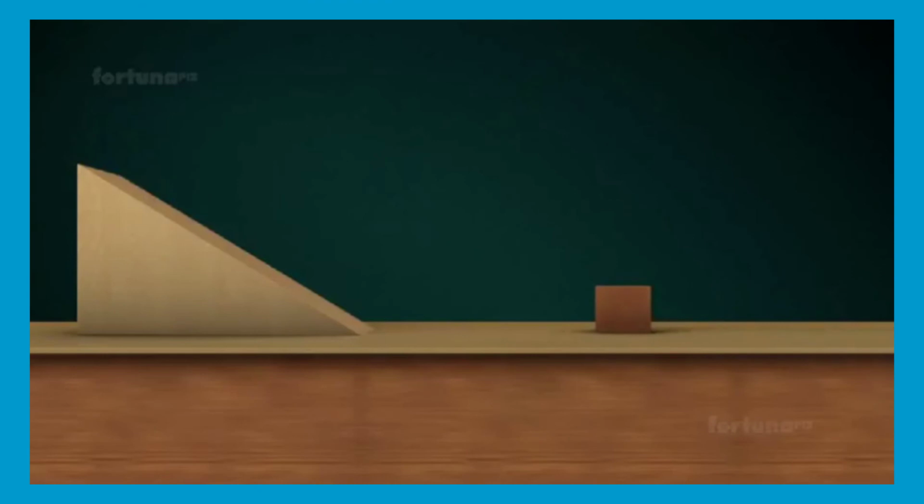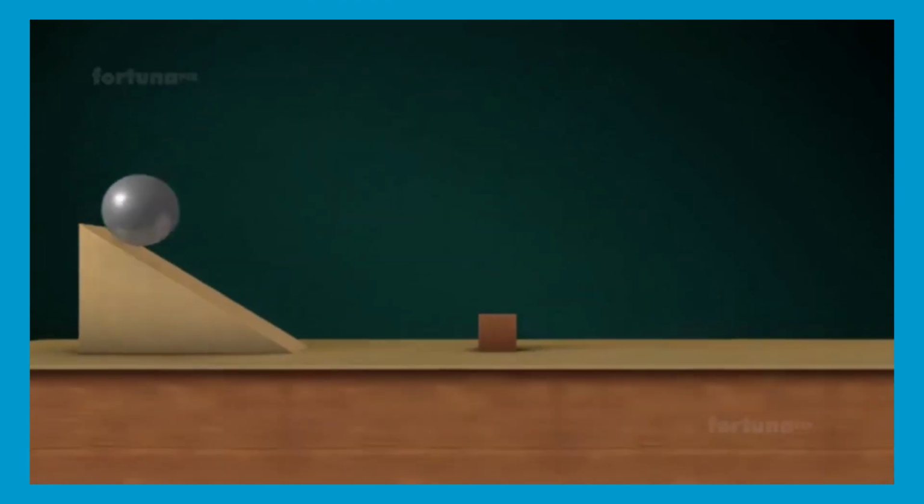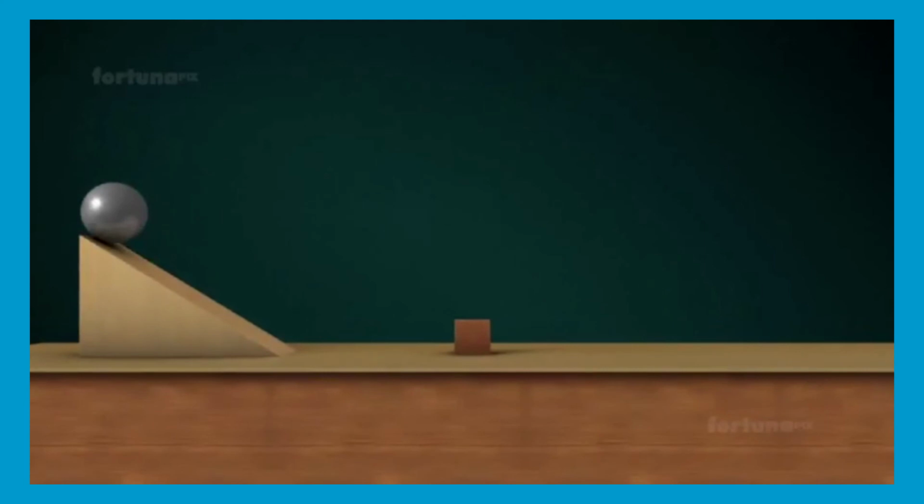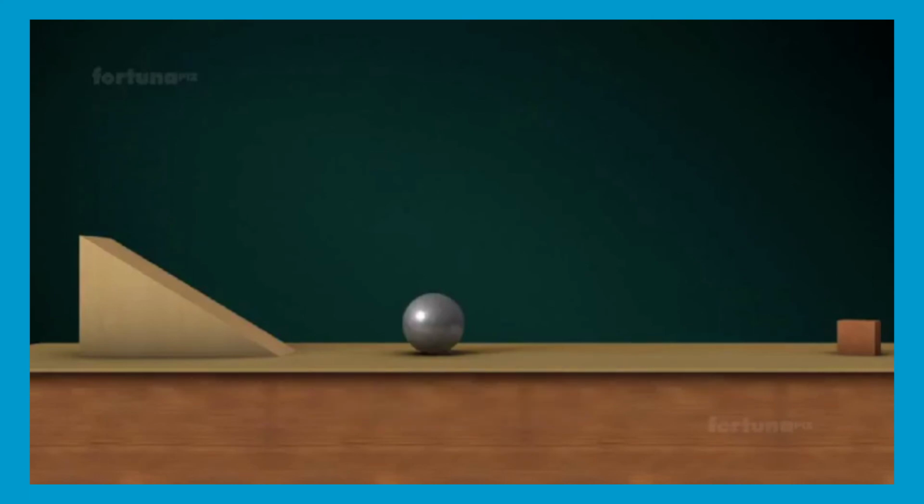Let's slightly modify our experiment. Take a larger ball and let it roll down the inclined plane. The ball will hit the wooden block with a greater force, pushing it much farther. From this, we can say that the kinetic energy also increased with an increase in the object's mass.